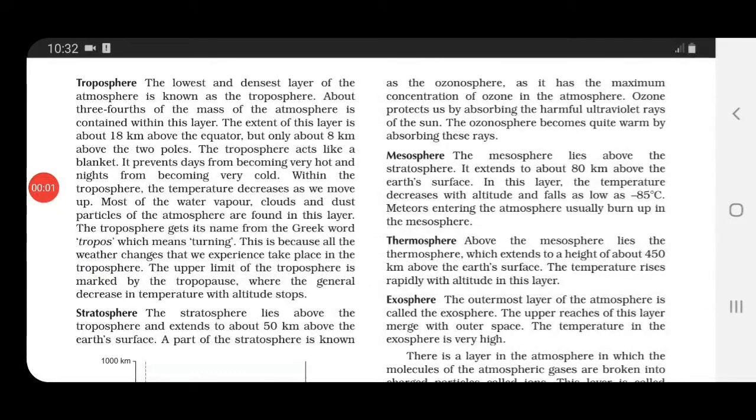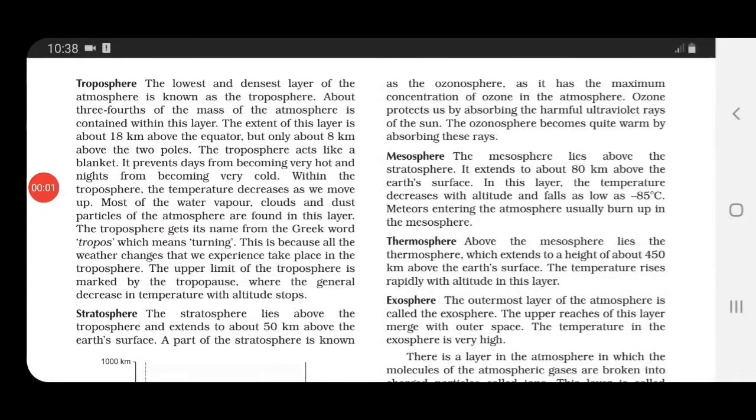This is because all the weather changes that we experience take place in the troposphere. Weather changes that you experience, children, change in weather, that takes place in which layer? That takes place in this particular layer, that is troposphere.